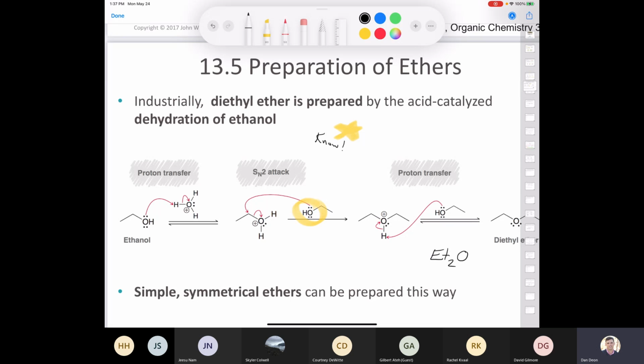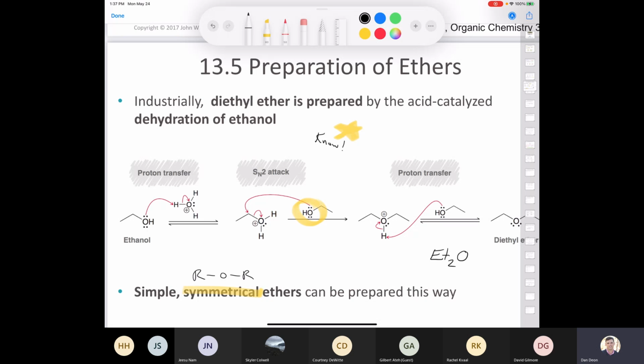However, there's something interesting about this mechanism and this way of making an ether: the only time I can think of that I would ever use this is if I wanted to make a symmetrical ether. Okay? When my two R groups are identical, right? When those two R groups are the exact same, you can use this method. And it works really well. It's a great way to make an ether.